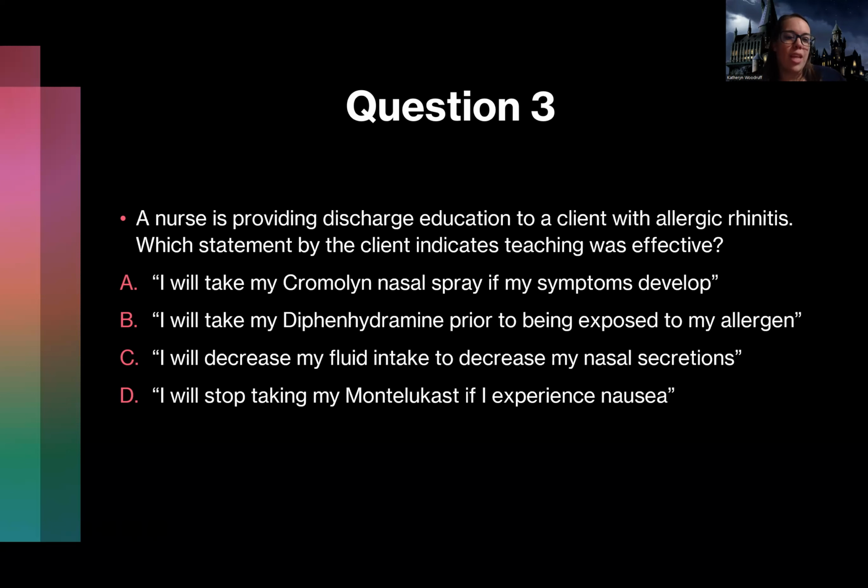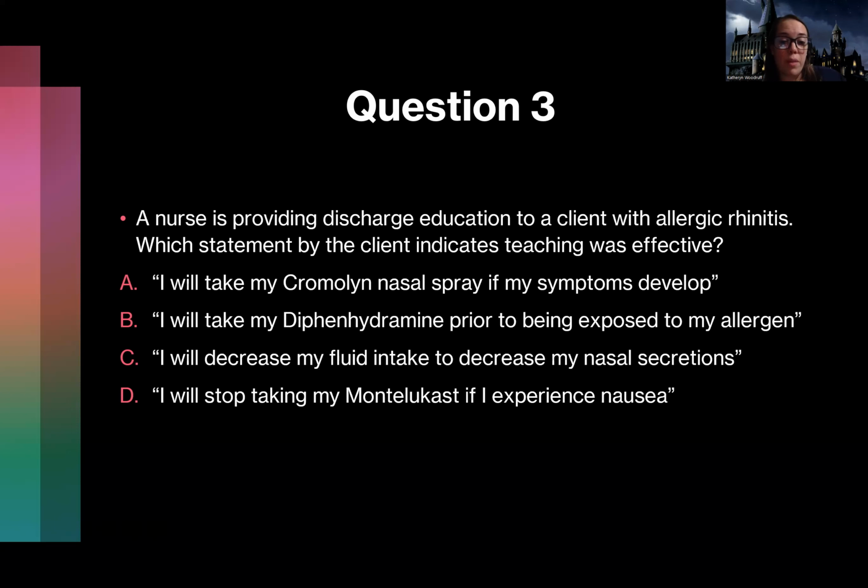So the first one says, I will take my cromolyn nasal spray if my symptoms develop. So this is saying, do I use cromolyn nasal spray to treat acute allergic rhinitis? And I think that a lot of the nasal sprays are preventative instead of treating. So I'm going to say I don't think so for that one, but we'll keep it on the back burner. I will take my diphenhydramine, which is Benadryl, prior to being exposed to my allergen. Well, that sounds pretty good. I know Benadryl can help treat allergies. I think it can help prevent them too. So that sounds pretty good, but let me see what my other choices are.